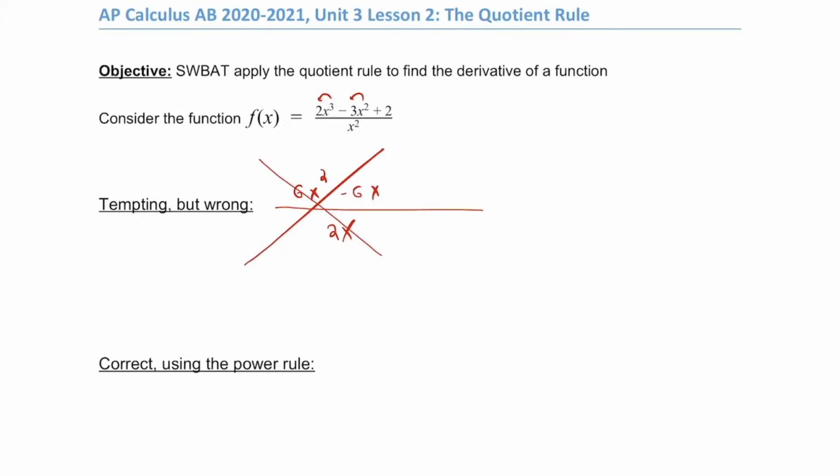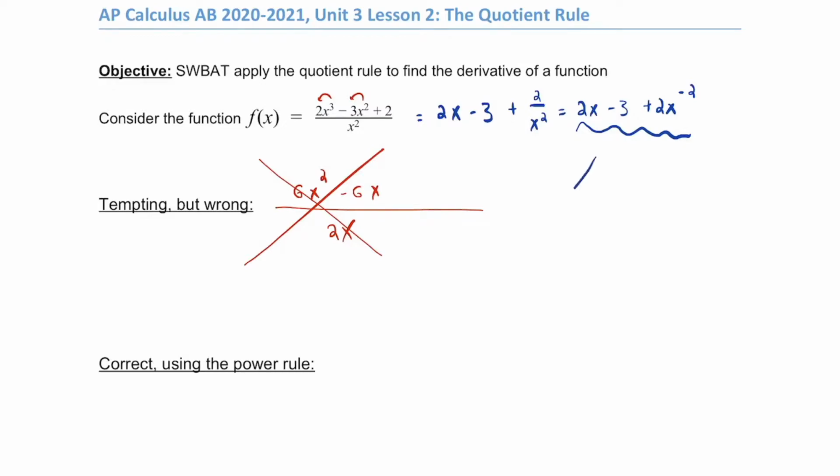And we can see that it's wrong when we go ahead and we take f of x and we rewrite it simply using exponent rules. So 2x cubed divided by x squared is 2x. Negative 3x squared divided by x squared is negative 3. And finally, we would have plus 2 over x squared. Just a little bit more rewriting to get into standard form. This is 2x minus 3 plus 2x to the negative second, just so I can bring that up here. So this is now something that we can apply the power rule to.